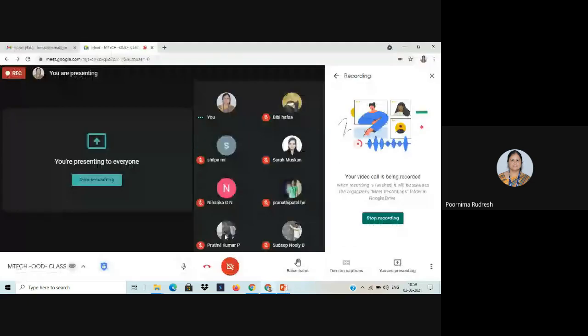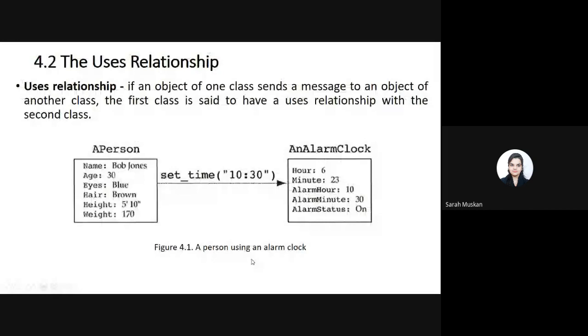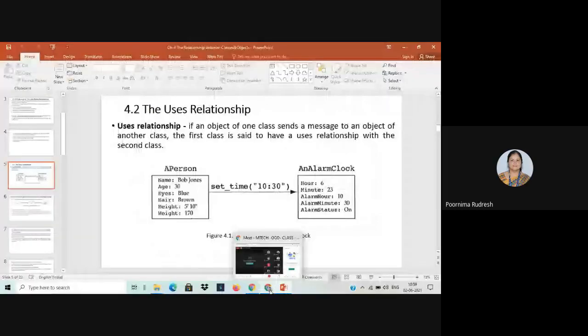Is the slide visible? Good morning, ma'am. Yes, ma'am, it is visible. Good morning. It's visible, right? Sorry for the delay due to a network issue. I'm connecting late.